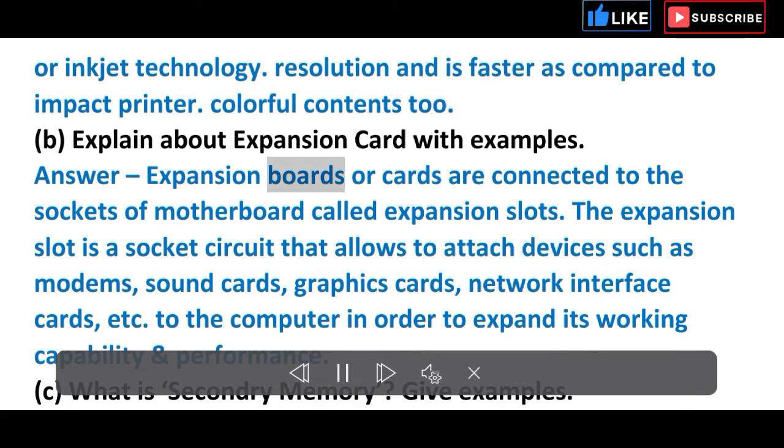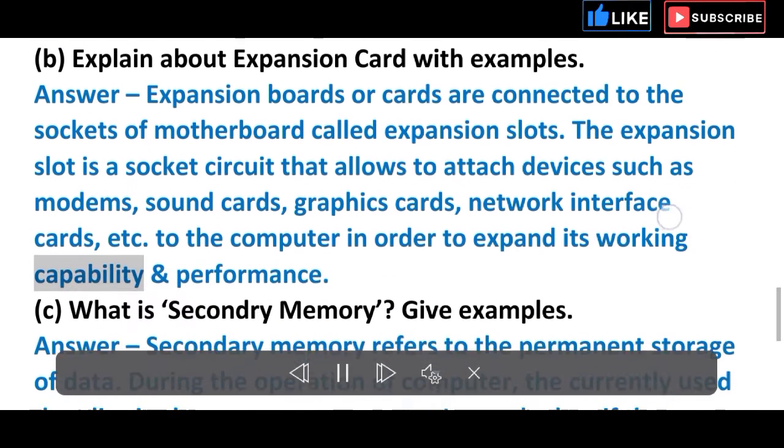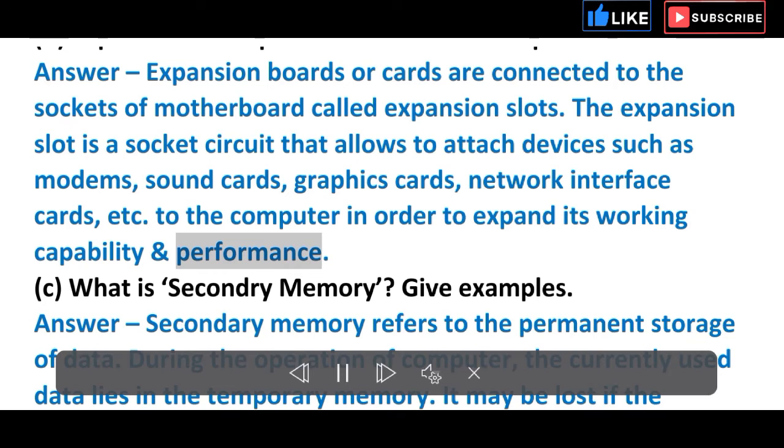B. Explain about expansion card with examples. Answer. Expansion boards or cards are connected to the sockets of motherboard called expansion slots. The expansion slot is a socket circuit that allows to attach devices such as modems, sound cards, graphics cards, network interface cards, etc. to the computer in order to expand its working capability and performance.